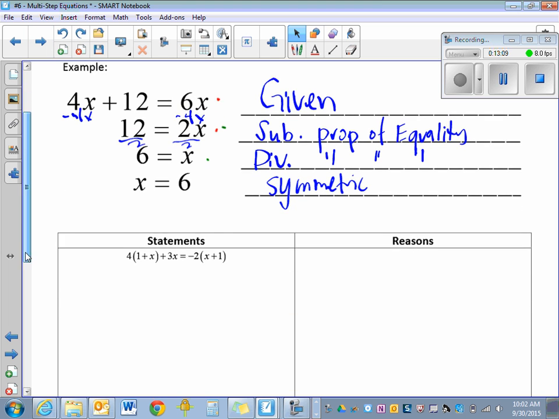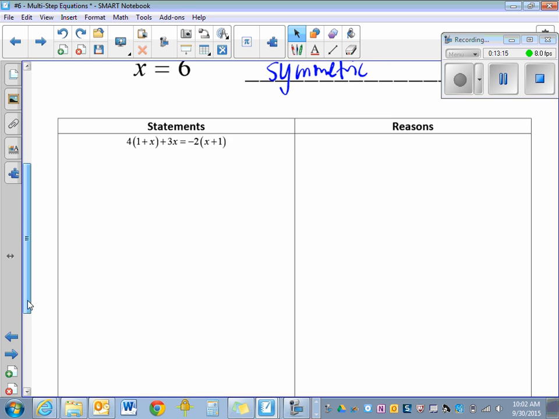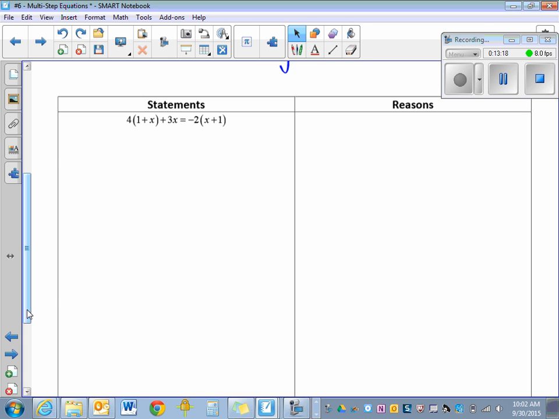Alright, so let's take a look at this problem here. It's a bit of a doozy of a problem, but it's a good way to practice those properties. I'm going to go ahead and number them so we can keep our steps and our reasons together. So the very first one is given. It's always going to be given. What they give to us here. And you should be writing this down. Everyone should be writing this down.